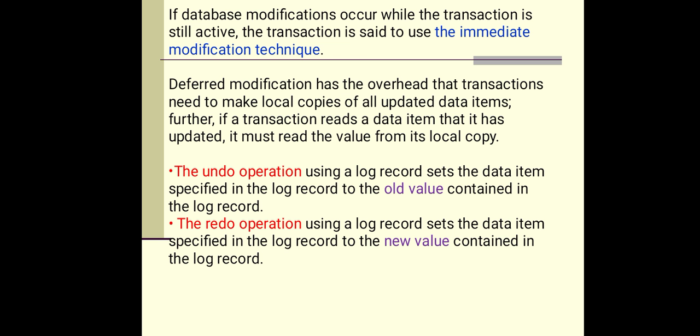What is the undo operation? Using a log record, it sets the data item specified in the log record to the old value contained in the log record. So whenever we perform the undo operation, the old value is set, and when we perform the redo operation, the new value is set in the database or in the log record.